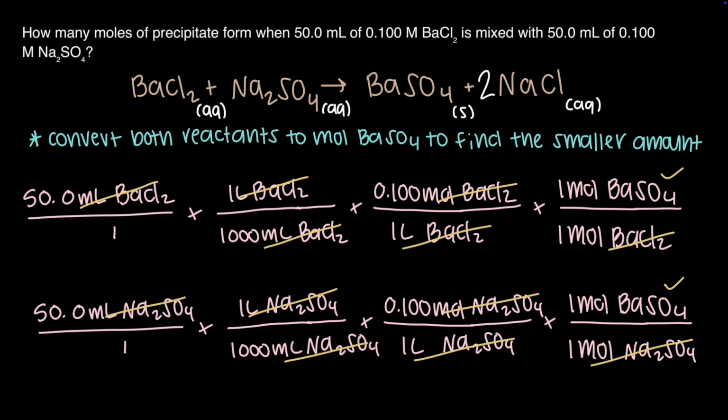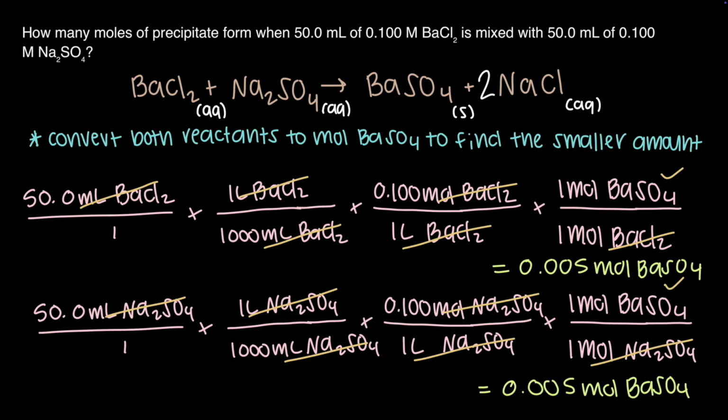For both, we are left with moles of BaSO4, so we can multiply and divide all values to see if we have a limiting reactant. For both, we get 0.005 moles of BaSO4. This is a special problem because we don't have a smaller number, so this means that both reactants run out at the same time.